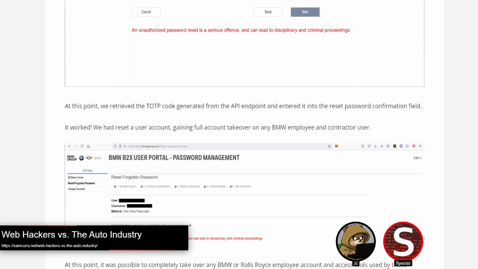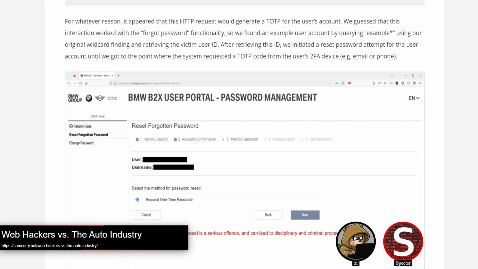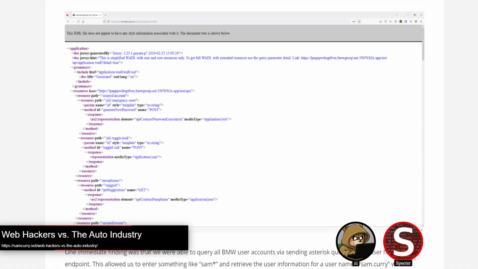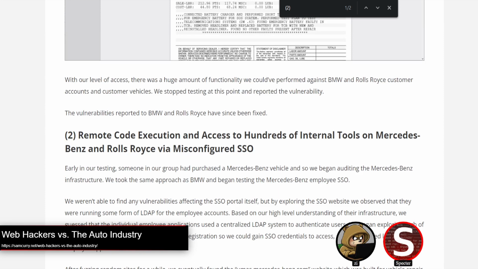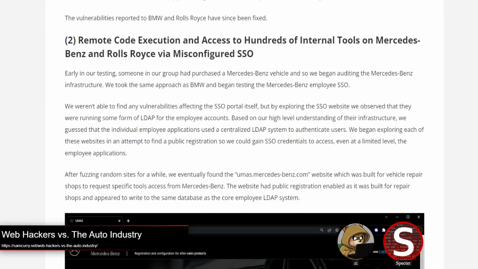So the second bug, which I'll scroll to here really quickly. The second bug I thought had some cool aspects to it. Sorry, the post is really long. It's taking me a bit to scroll. So yeah, the second bug I thought was pretty interesting, partially due to the RCE aspect, and also because they were able to gain access to hundreds of internal tools on Mercedes-Benz and Rolls-Royce.